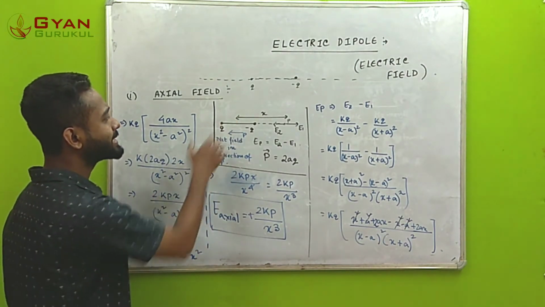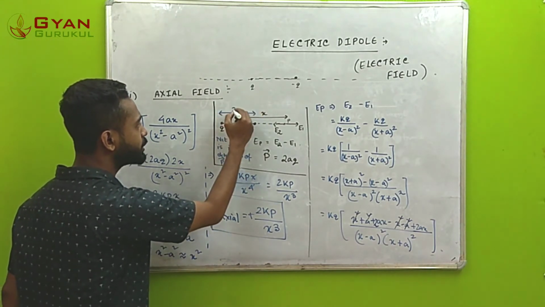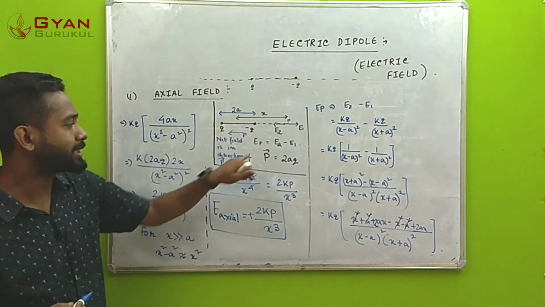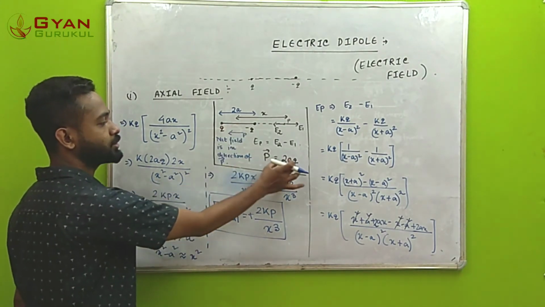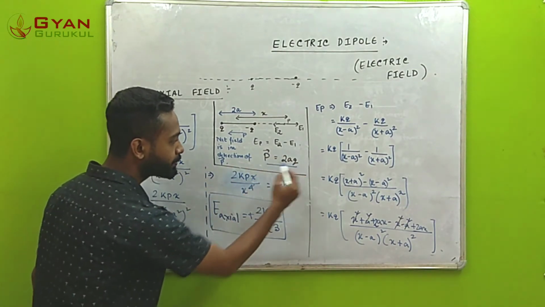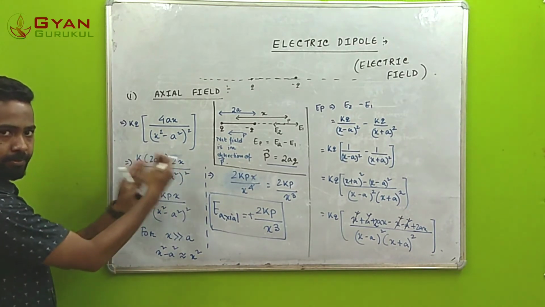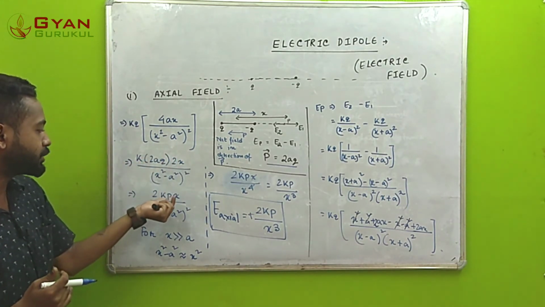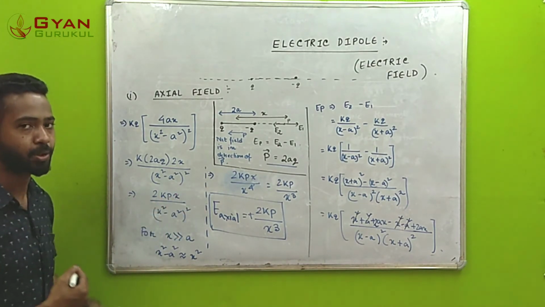Since we have taken the distance between the two charges to be twice a in this particular derivation, the dipole moment P would be given by what? The charge, that is q, into the distance. So it will come out as 2aq. Now taking this formula into account, let me solve it further. If I break down 4aqx as 2aq and 2x, 2aq can be replaced with P, and the expression will come out as 2kpx by (x square minus a square) as a whole square.